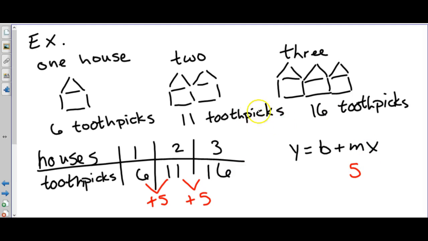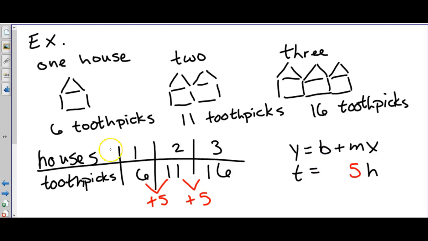If we want to, again, use variables that relate to our situation, our input was houses, so instead of x, we'd use h. Our output was toothpicks, so instead of y, we'd use t. So now we need our starting amount.